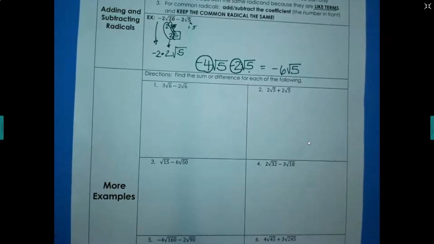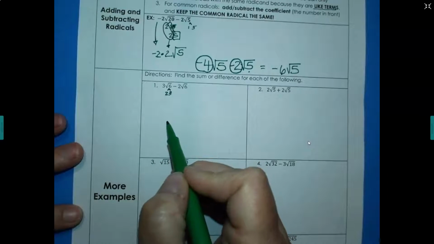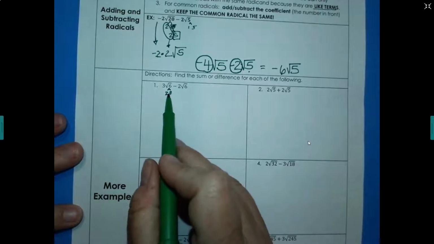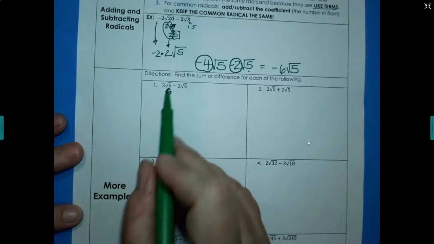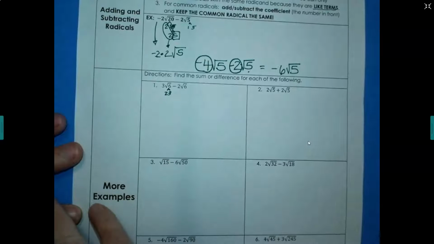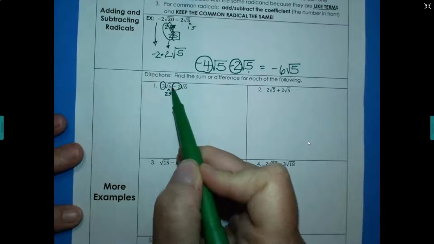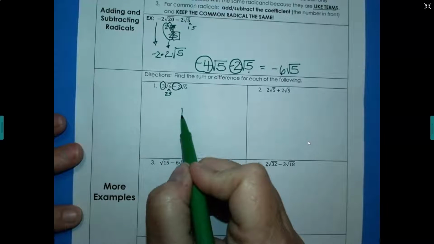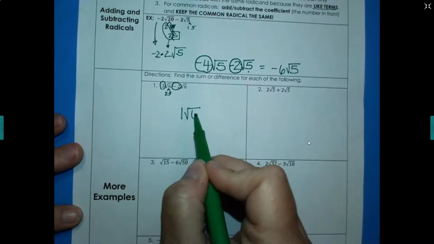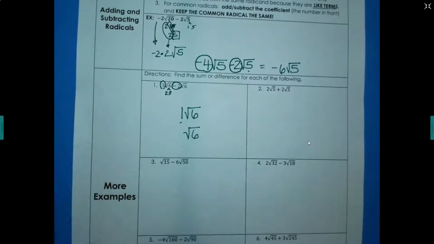Okay, so simplify all radicals. 6 is 2 times 3. Neither one of those can break down any further. So I have no pairs. So 6 is as simple as it can go, and I've got the square root of 6 and square root of 6, so they have the same radicand. So I'm only going to look at their coefficients. I have a 3 and a negative 2. Well, what is 3 minus 2? It is 1, and keep the radicand the same. You might see it written just like this without the 1 in front, but it's not wrong to write the 1. It might help you kind of remember what you're doing.